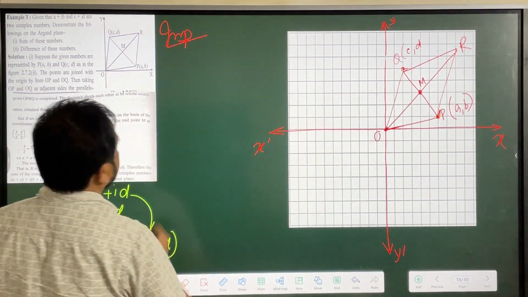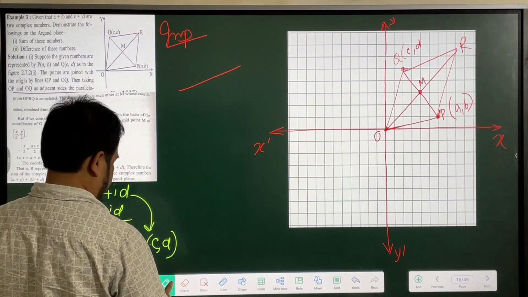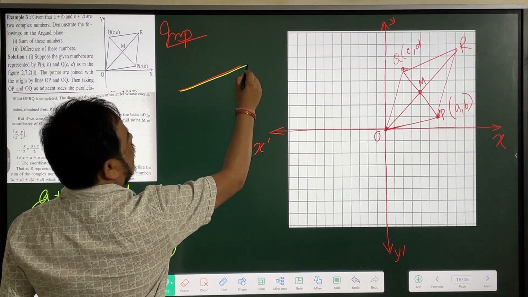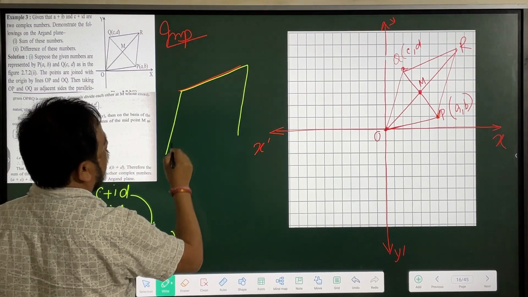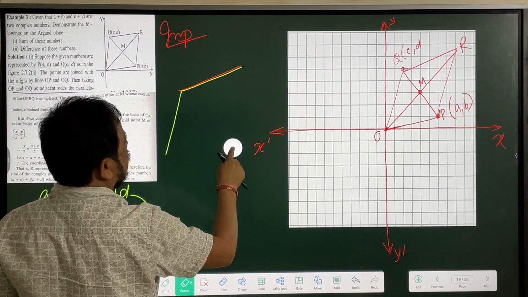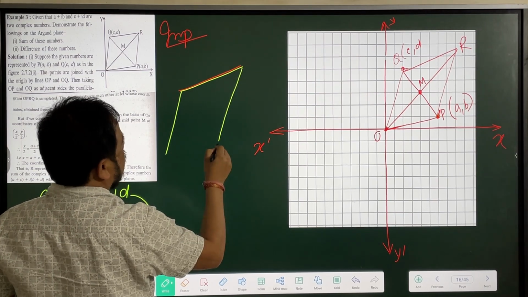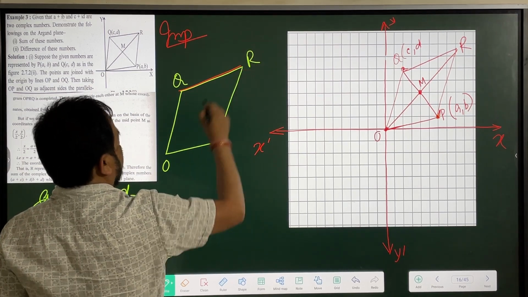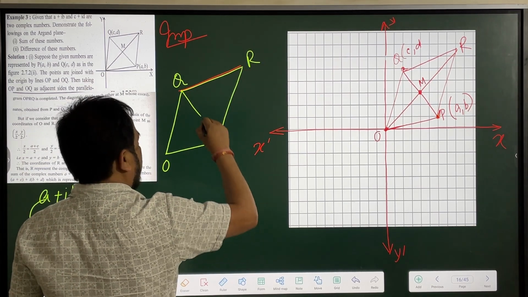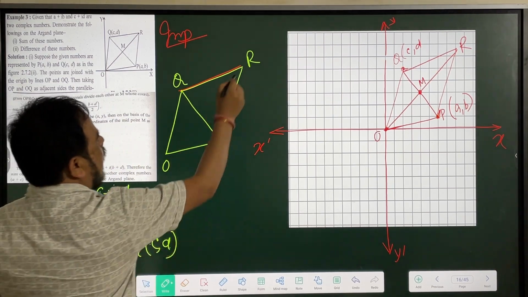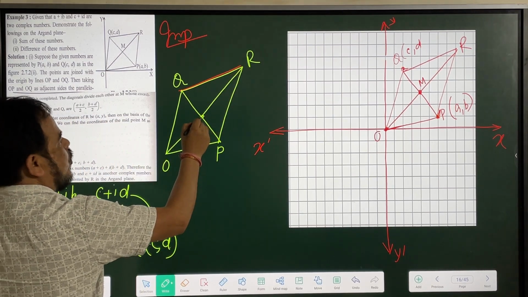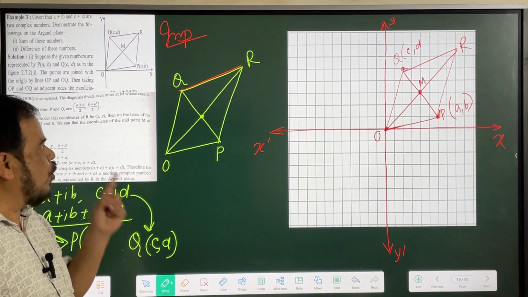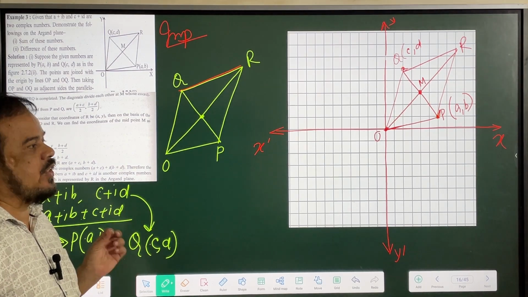Now I will draw this parallelogram separately here, then you will understand. O, P, Q, R. This diagonal I have drawn, and this diagonal also I have drawn. First of all, according to the property of a parallelogram, we know that the diagonals bisect each other.